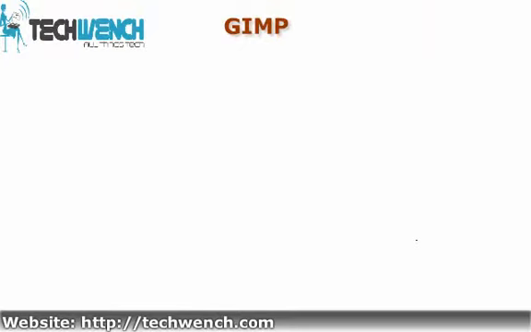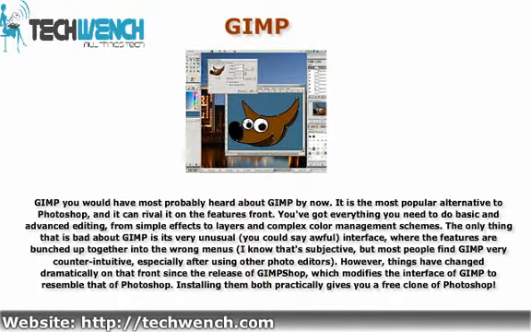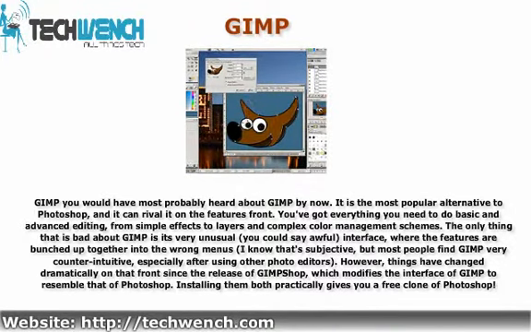GIMP. You would have most probably heard about GIMP by now. It is the most popular alternative to Photoshop, and it can rival it on the features front. You've got everything you need to do basic and advanced editing, from simple effects to layers and complex color management schemes. The only thing that is bad about GIMP is its very unusual, you could say awful, interface, where the features are bunched up together into the wrong menus.